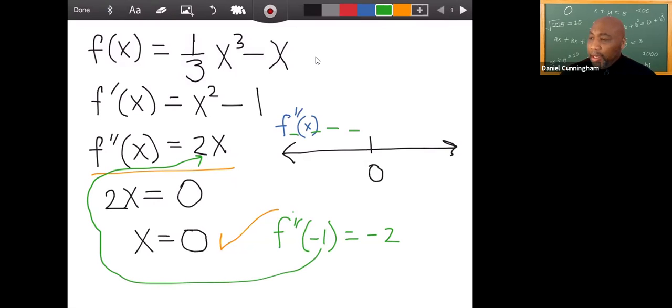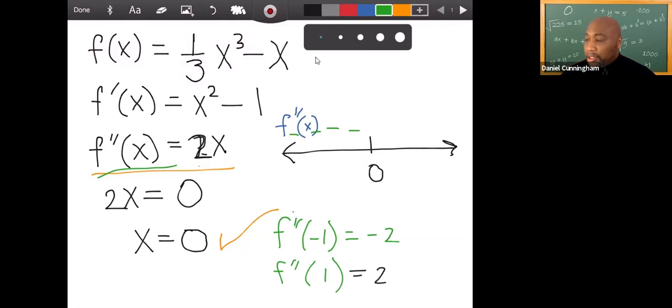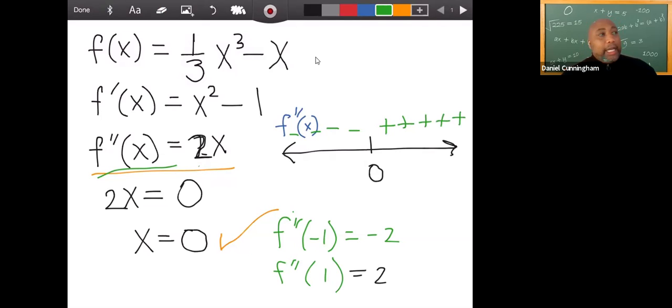Now you do the same thing for a value greater than 0. Let's pick a value greater than 0 and plug it into the second derivative. F double prime, plug in 1. 2 times 1 up here will give me 2. Again, I'm not particularly caring about the number itself, but what the sign is, and it's a positive sign. So what this is telling me is that in this first region, this is concave down because it's negative, and this will be concave up in that region, which is positive.